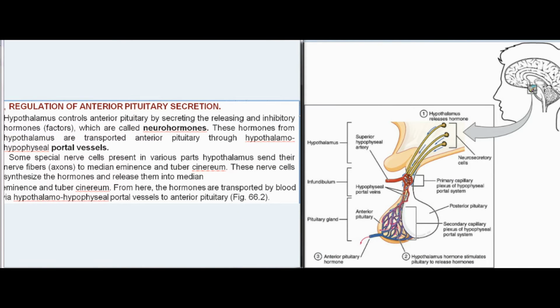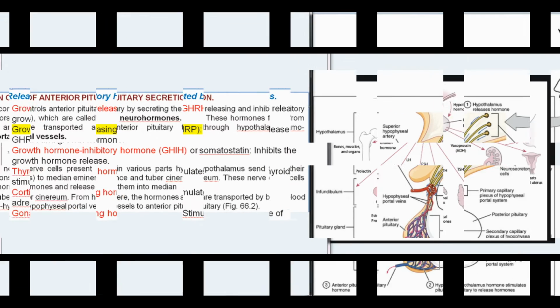Regulation of anterior pituitary secretion. Hypothalamus controls anterior pituitary by secreting the releasing and inhibitory hormones, or factors, which are called neurohormones. These hormones from hypothalamus are transported to anterior pituitary through hypothalamo-hypophyseal portal vessels. Some special nerve cells present in various parts of hypothalamus send their nerve fibers, axons, to median eminence and tuber cinereum. These nerve cells synthesize the hormones and release them into median eminence and tuber cinereum. From here, the hormones are transported by blood via hypothalamo-hypophyseal portal vessels to anterior pituitary, Fig 66.2.